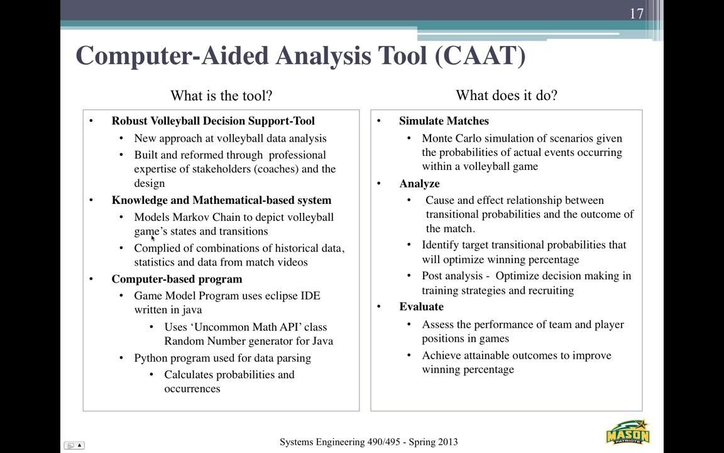So this is our CAAT, or Computer Aided Analysis tool for the volleyball programs. As you can read through this, it's what the tool does. It's a robust volleyball decision support tool. It is mathematically based, using a Markov chain. It's a computer-based program written in Java. It simulates matches, it allows for analysis, and it allows the coaches to evaluate the occurrences.